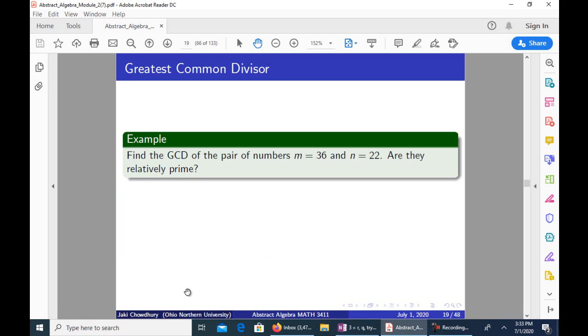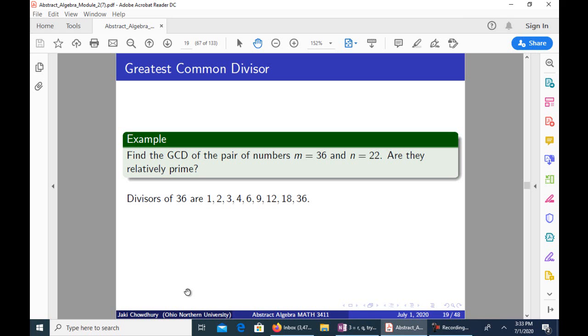So let's say we want to find the GCD of 36 and 24. And here, notice that I also ask, are they relatively prime? So what does that mean? Well, if the GCD of two numbers is 1, then we say that they are relatively prime. But we're going to talk about that in a second. So how do I find the GCD of 36 and 24?